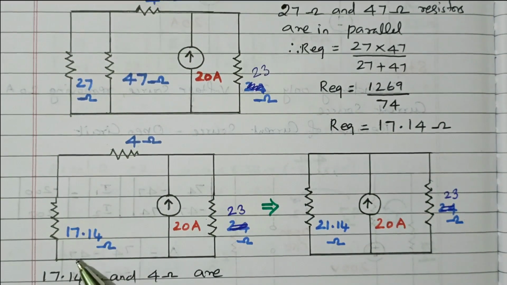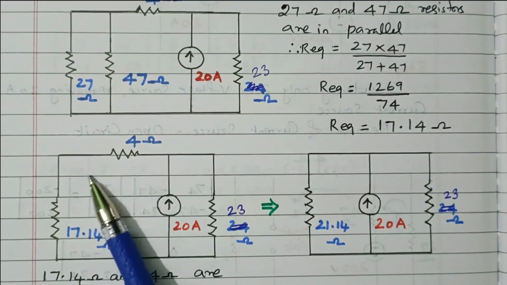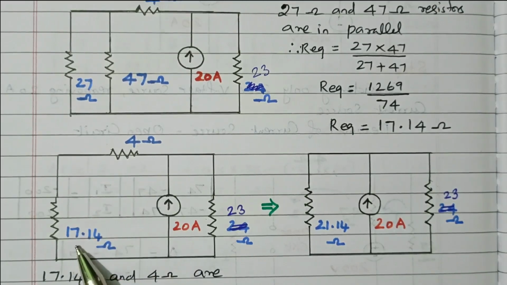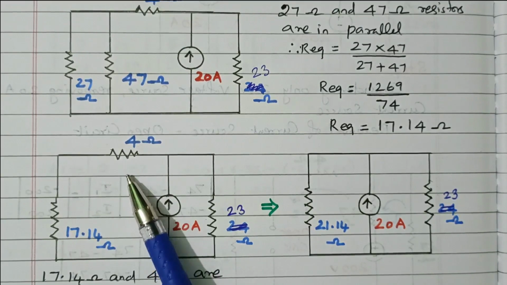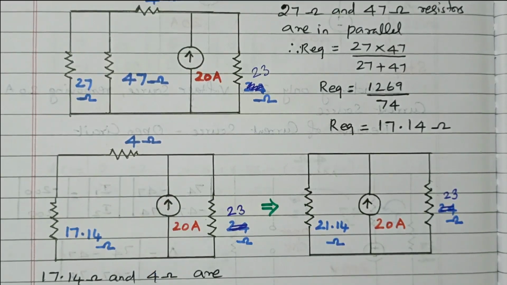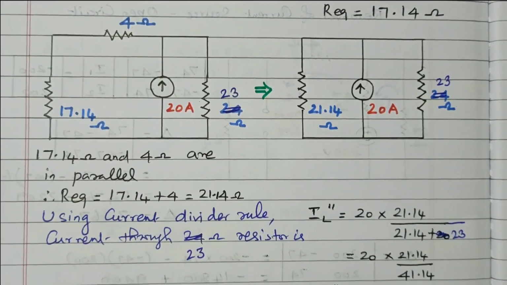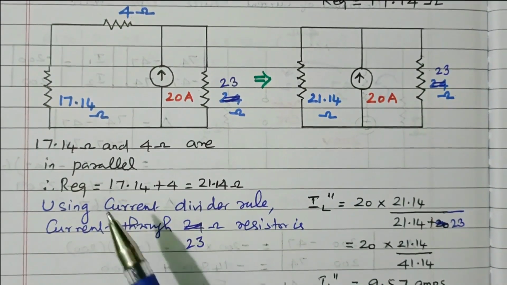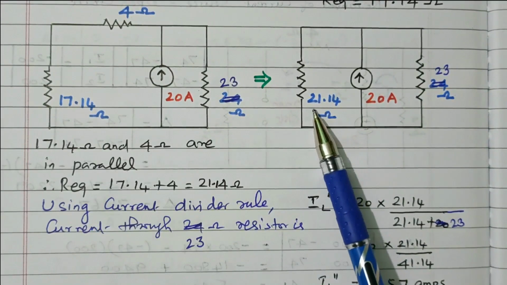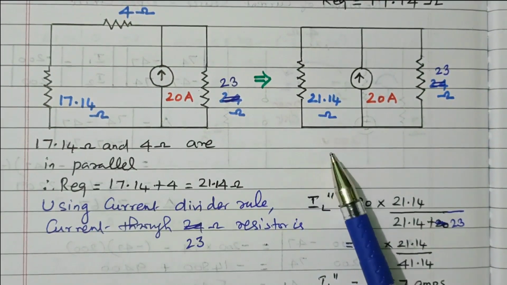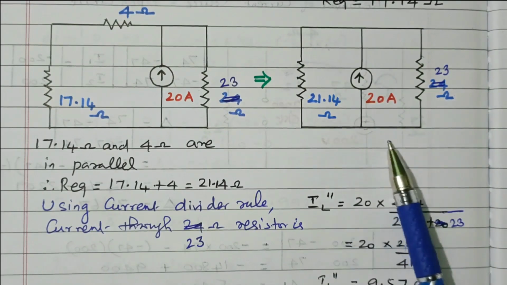Right? Now these two parallel resistors are replaced as 17.14 ohm. Now seeing this diagram, these two are connected in series. 17.14 and 4 ohm. So that it is 21.14 ohm. This 17.14 and 4 ohm is connected in series. So that it become 21.14 ohm. Now see the circuit diagram is simplified.